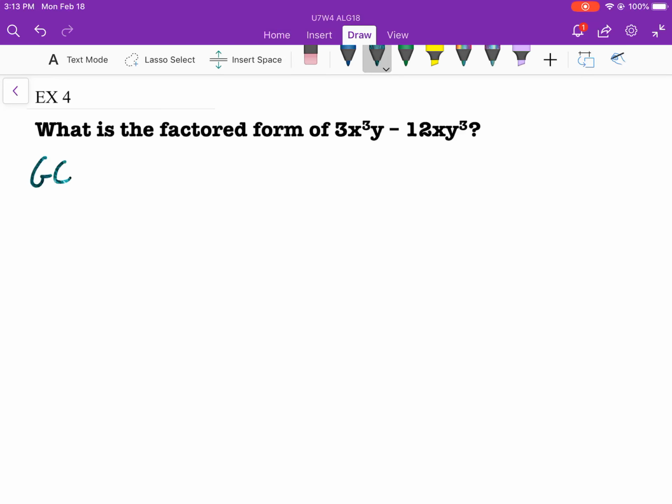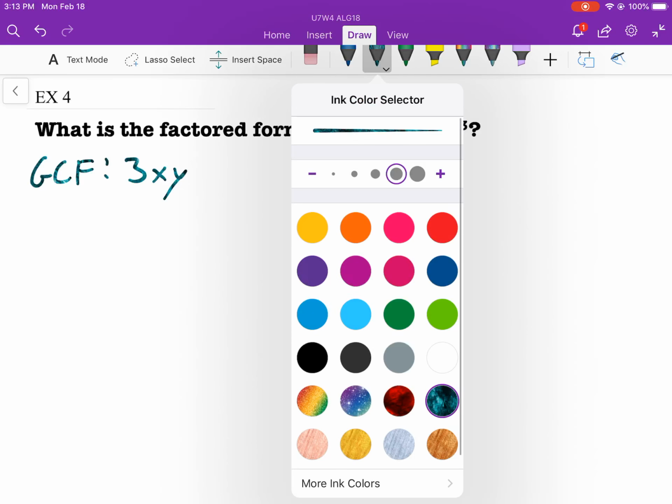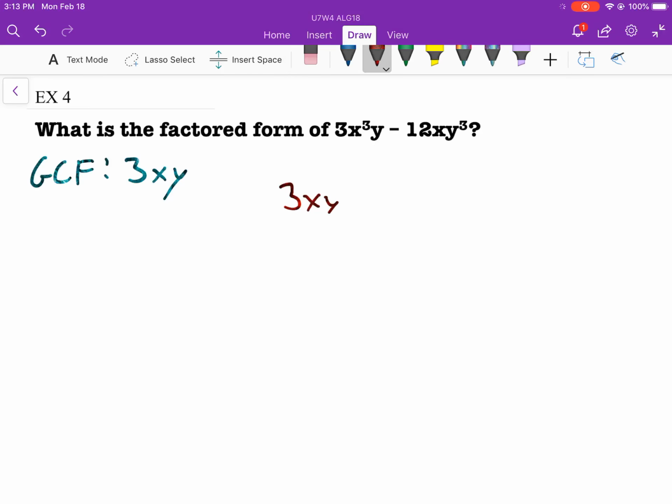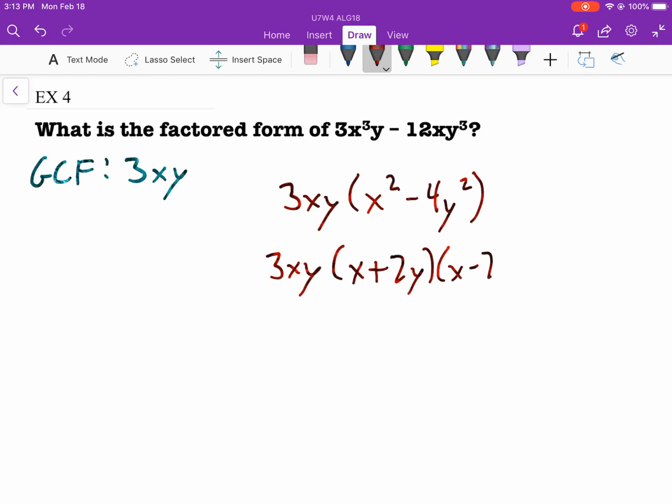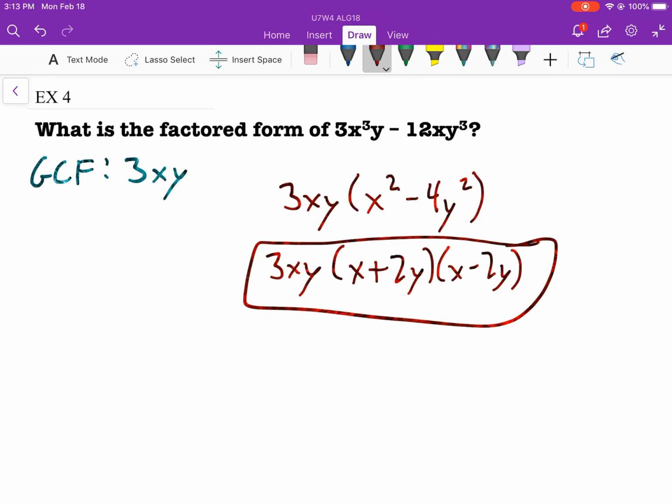Factored form, so we have to find a GCF first. You know that you have to find a GCF because it's so complicated. So what do they have in common? They both have a 3, both have an x, and they both have a y. So if we factor out 3xy, we're left with x squared minus 4y squared. And when you factor out the GCF, you should get difference of squares. That's how you know you did it right. So now factor this. You have x plus 2y, x minus 2y. Factored.